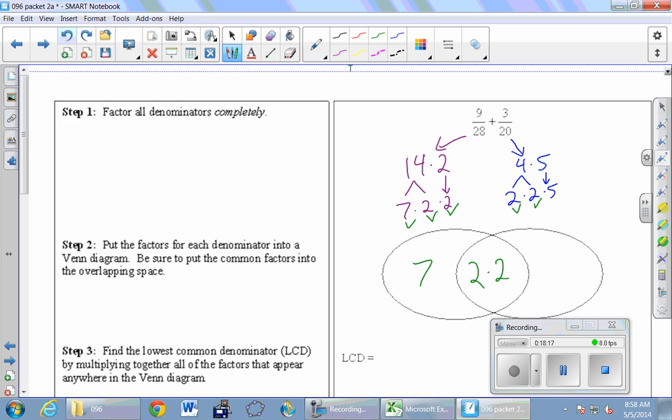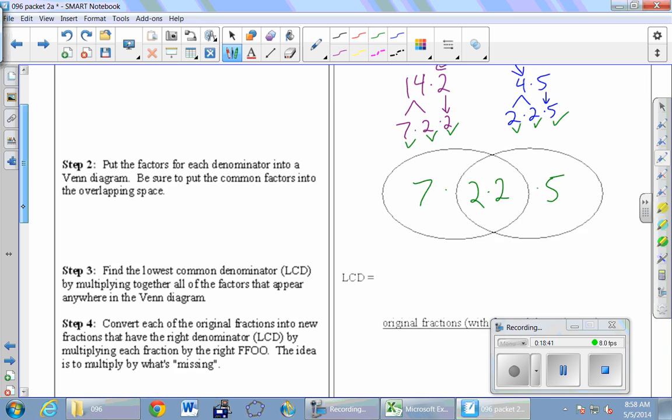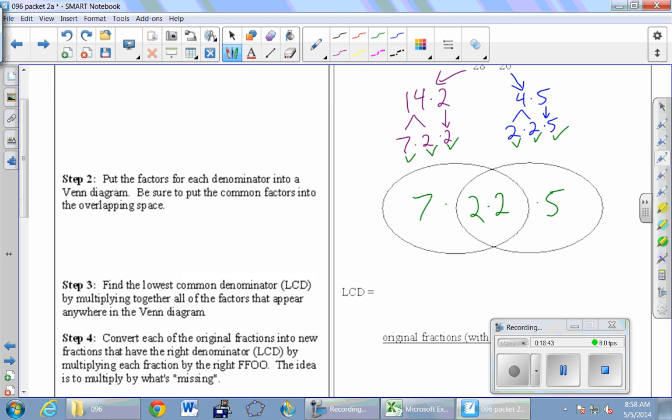Coming over here to blue, what's still unchecked? The 5. Is there a 5 in the purple? No. So that means the 5 goes into the other, the complete other set. And if we just put dots between all of these numbers, 7 times 2 times 2 times 5, that's the lowest common denominator. 7 times 2 times 2 times 5. Any questions on how we filled in that diagram? Because that's a big part of this process.